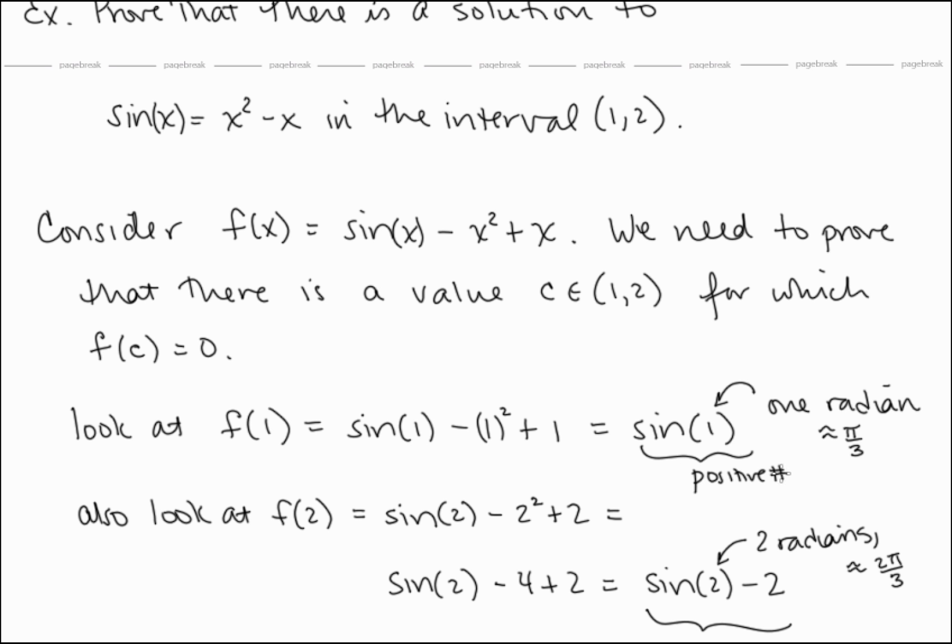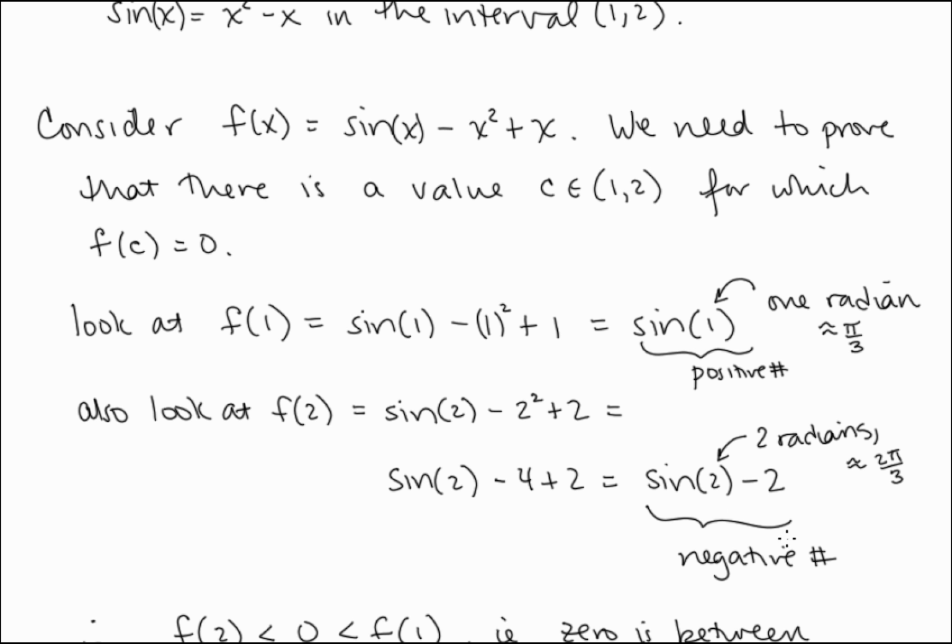so we know that sine of 1 radian is positive. If we look at f(2), we get sine of 2 minus 2 squared plus 2. So that's sine of 2 minus 4 plus 2. Again, this is 2 radians, so it's approximately 2 pi over 3 radians. We could think of it that way. But whatever that value is, we know that the sine value is between -1 and 1. And so if you subtract 2 from that, we're going to have a negative value here. So we've shown that f(1) is positive, f(2) is negative.